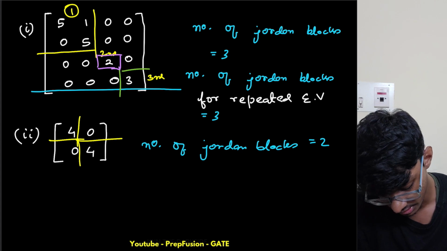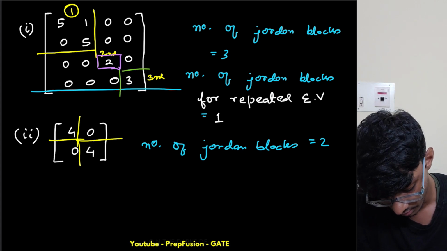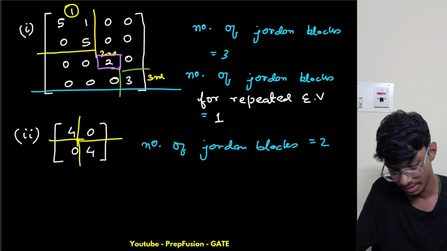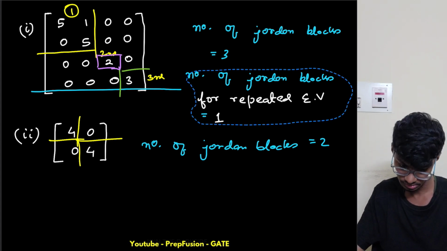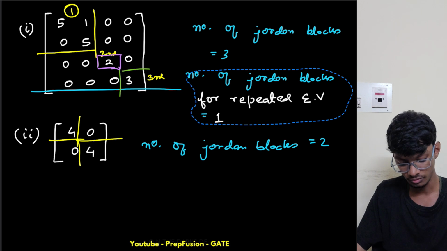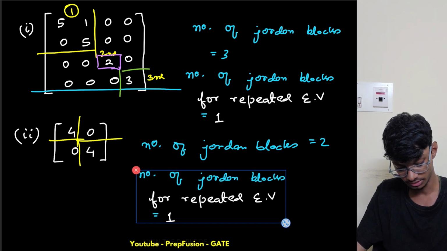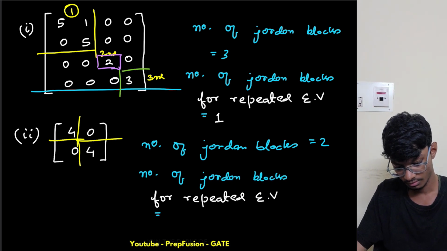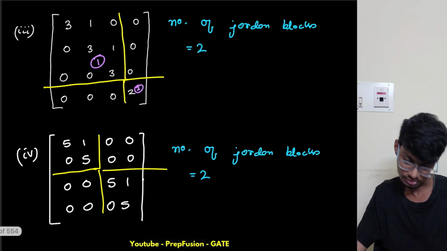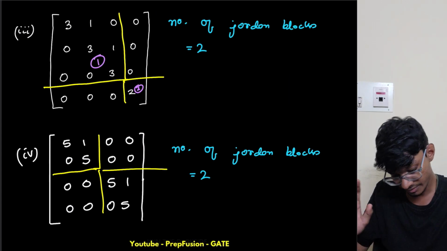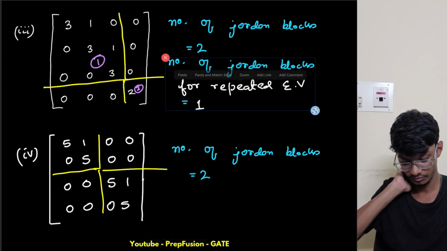The eigenvalue here is basically 1, right? But here it is changing. Here it is 2, 4 is the repeated eigenvalue, and here we have 2 Jordan blocks. And here, how many repeated eigenvalues do I have? I have only 1, right? I have only 1.